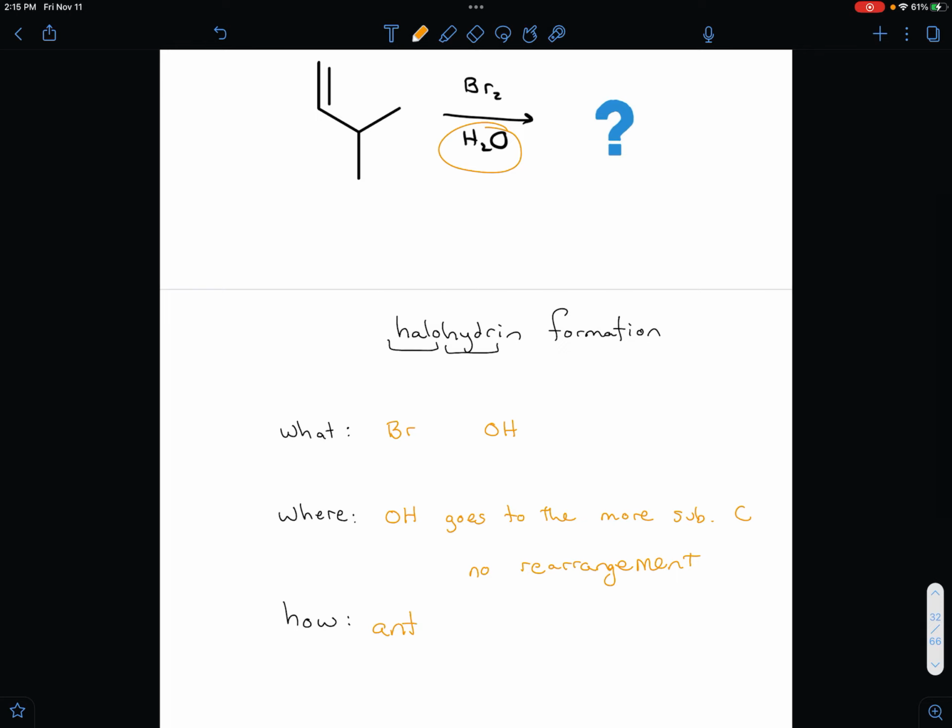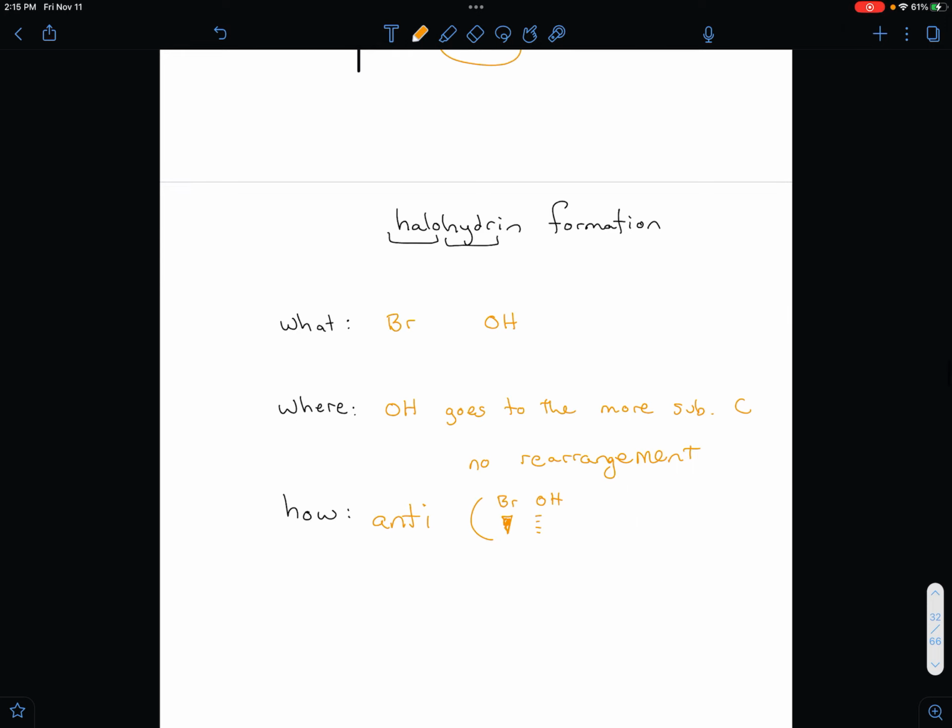And this is anti-addition. So if one of them adds from one side, then the other has to add from the other side. And if you have a chiral center, you'll have both of those scenarios. You'll have a 50-50 mixture of those two scenarios. So that's if you have a chiral center, just watch out, you'll have a racemic mixture. That's a 50-50 mixture of the two possible enantiomers.